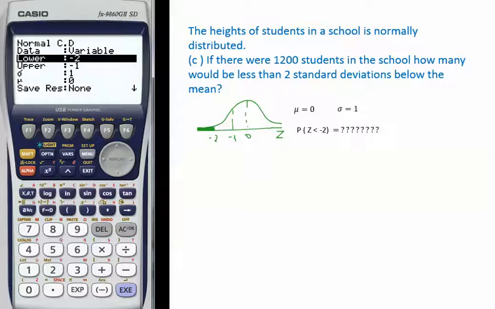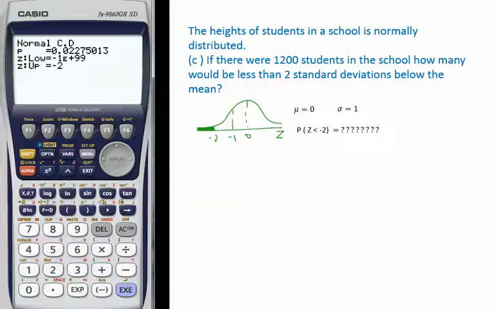Now we put in the lower bound, the smallest number that the graphics calculator can hold, which is -E to the 99. The upper bound in this case is -2. Standard deviation 1, mean of 0. Probability is 0.02. The probability of a student being less or shorter than 2 standard deviations below the mean is 0.0228 rounded off to 3 significant figures.